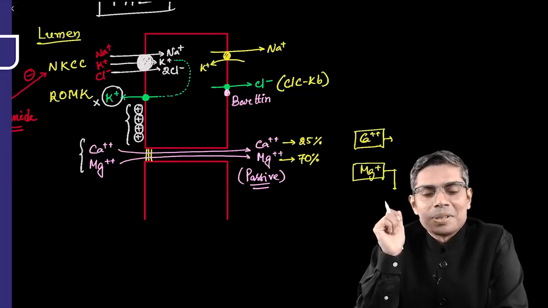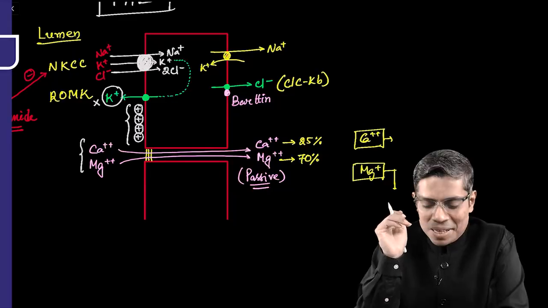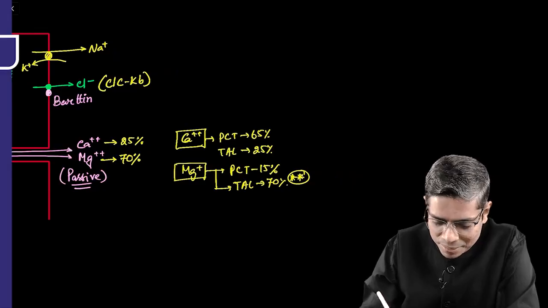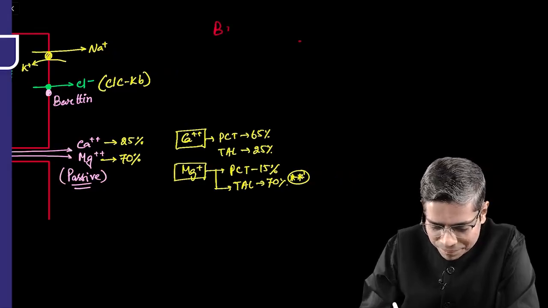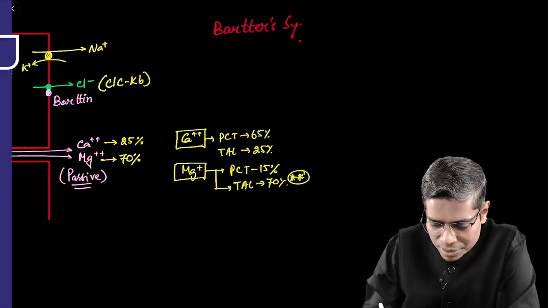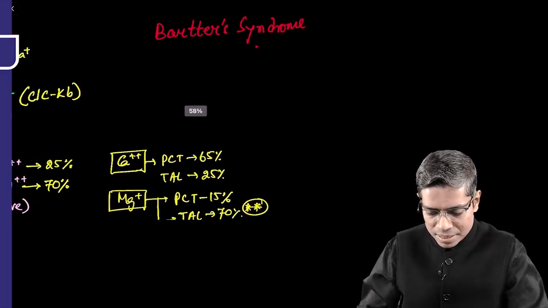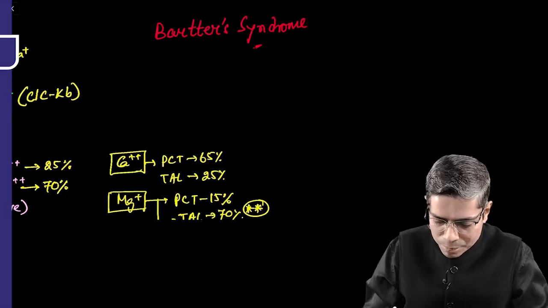Okay, right. So now the second concept is that mutation of the NKCC is possible in a disease, and that disease, all of you know, is nothing but Bartter syndrome, right? So I'm writing here, Bartter syndrome has different subvarieties. Bartter syndrome, in this condition, the main mutation is at the level of NKCC.